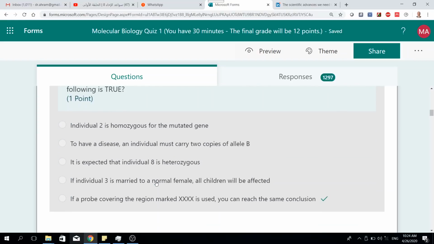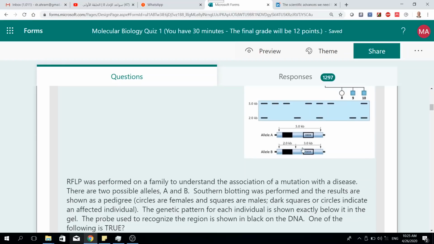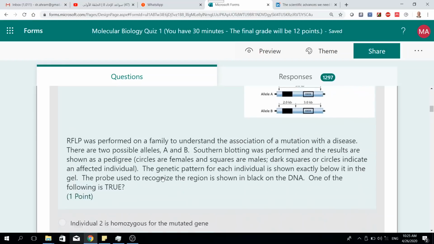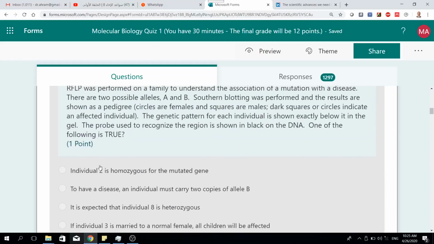If a probe covering the region marked XXXX is used, you can reach the same conclusion. Well, let's see. If the probe is used covering this region right here, binding to this region, you can reach the same conclusion. Yes, because instead of having a 2 kilobase DNA fragment, you will have a 3 kilobase DNA fragment, and you can still differentiate it from allele B. So yes, you can reach the same conclusion, and this is the right statement. So that's what we're looking for.